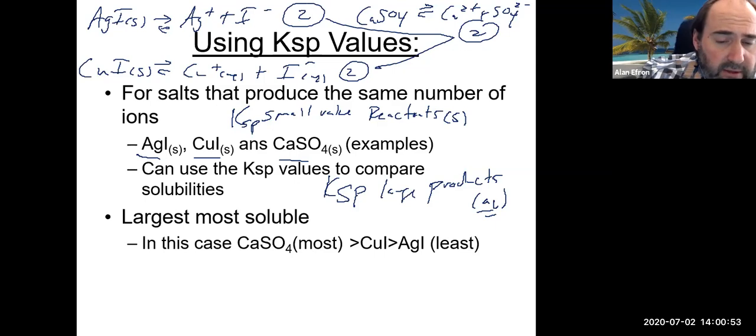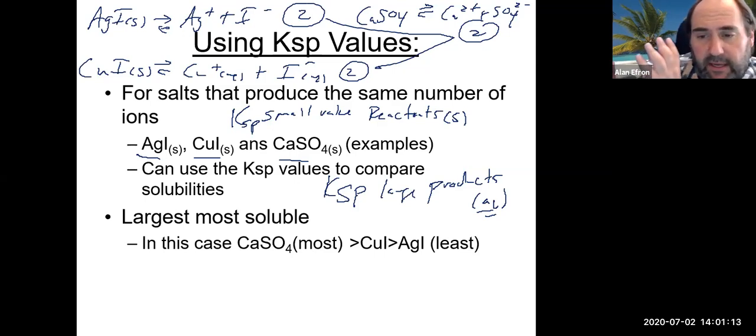And that means if we were comparing these 3 guys, we would expect the calcium sulfate to be the most soluble, which essentially would mean it would stay in solution probably the longest. And we expect the silver iodide to be the least soluble out of that group. And we expect it to probably precipitate out first.